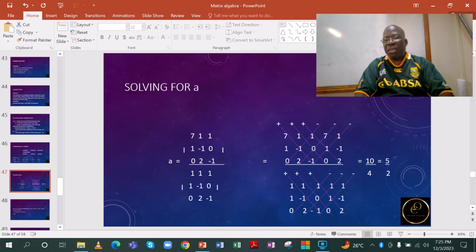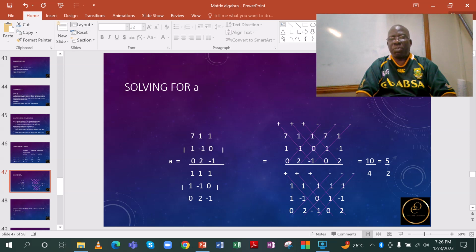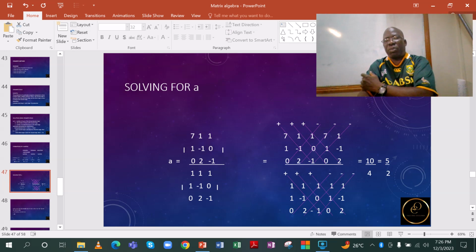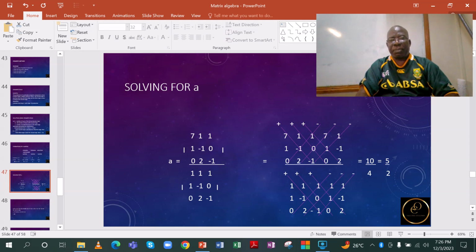If you do the same here, you find that the determinant below will be 4. So you end up with A equal to 5 over 2 in simple terms. So that's the solution for variable A. That's how you solve for A.